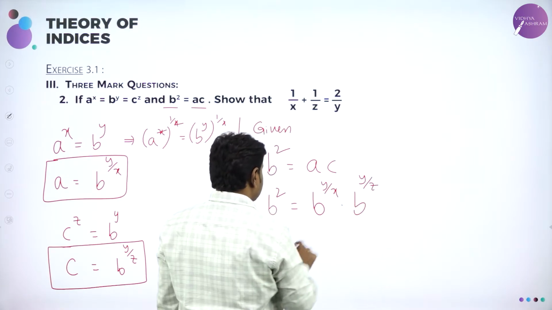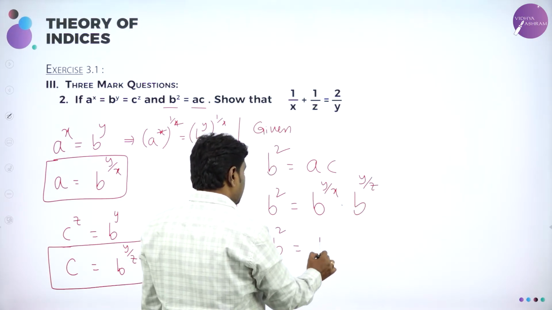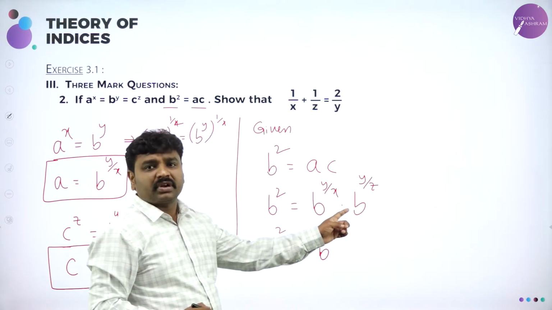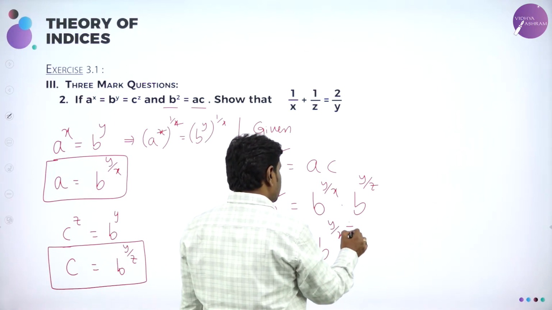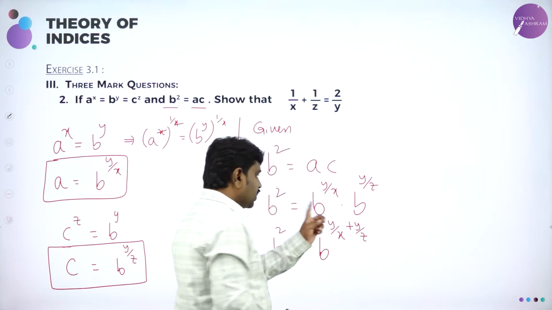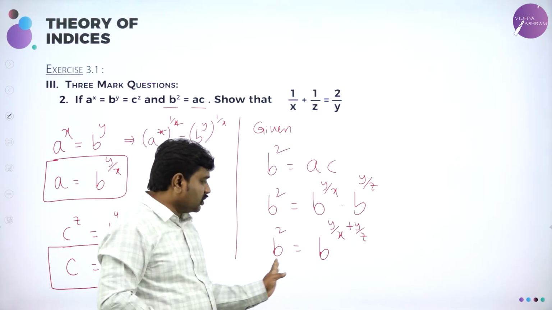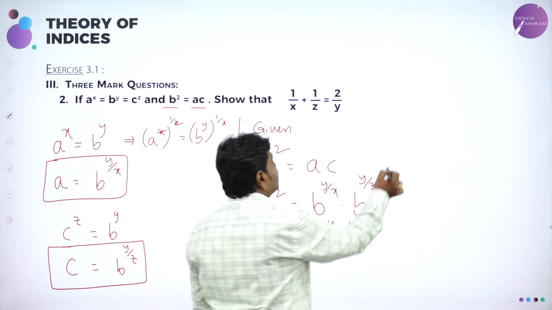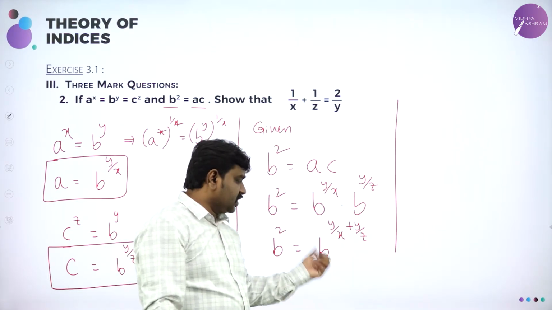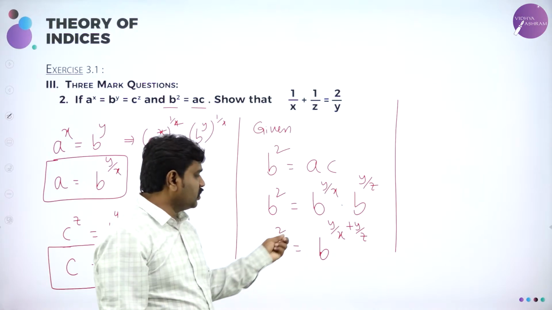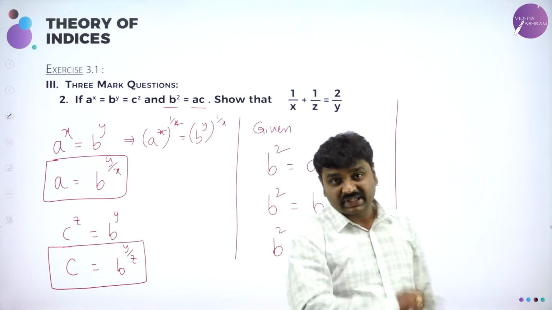Now you can see bases are same. If bases are same, you can add the powers. a^m into a^n is what? a^(m+n). So it will become y/x plus y/z. Now the bases are same. If bases are same, you can equate the powers. Here we have b on both sides, so equate the powers.